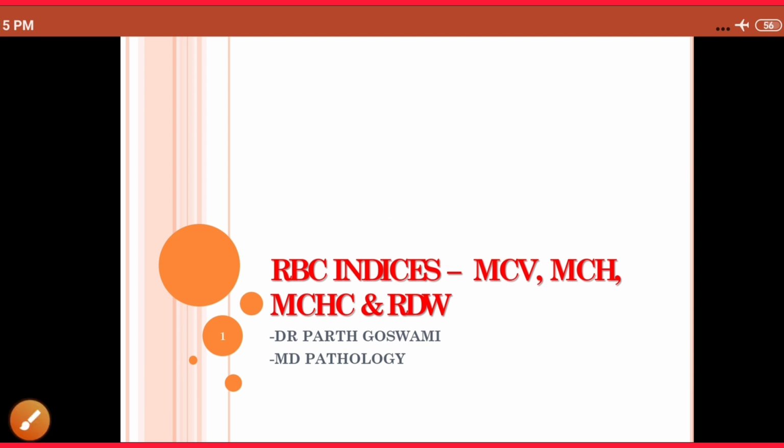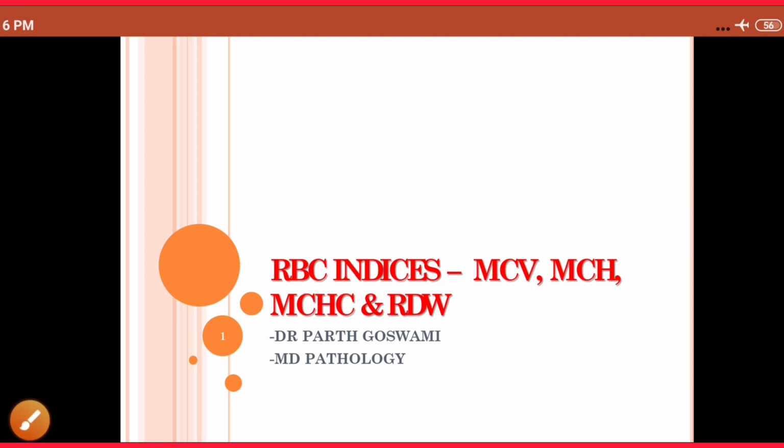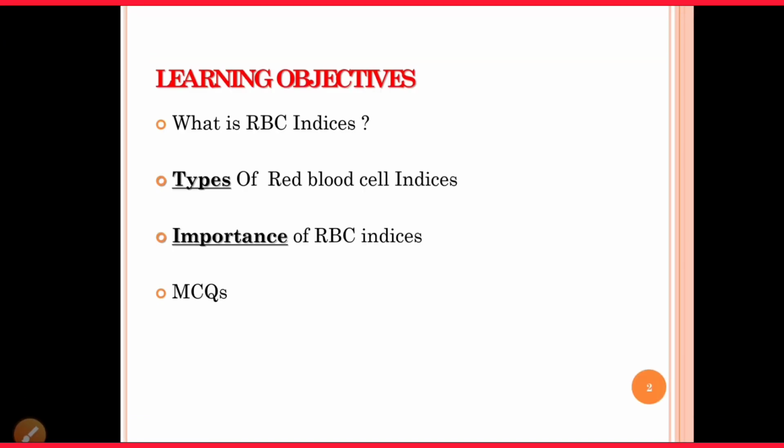So such anemia can be diagnosed with the help of red blood cell indices. These indices will help you in differential diagnosis of different types of anemias. That's why you need to understand it in detail. So kindly see the full video.